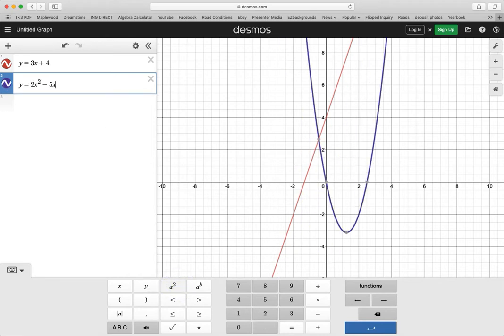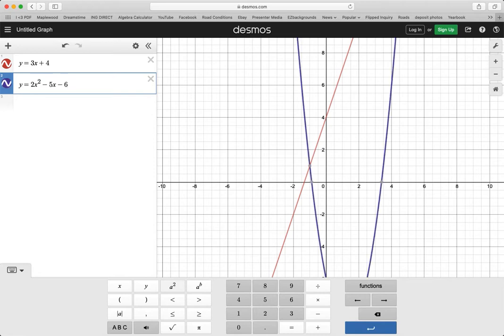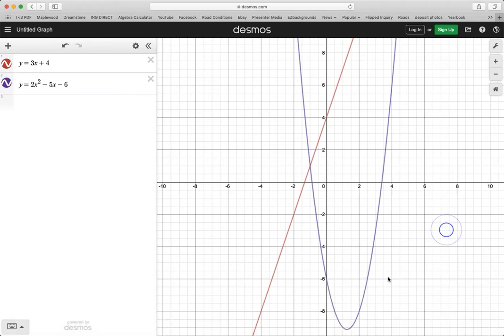Minus 5x plus 6. Or let's go minus 6. That makes it a little bit more interesting because now we can see where this parabola crosses the x-axis in two spots, right there and there. And we can get the coordinates of those spots. Or where it crosses the y-axis, right there, just click.